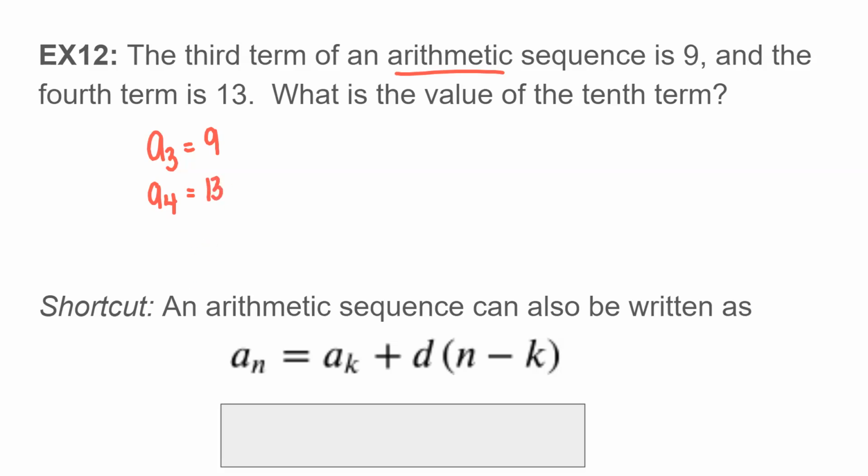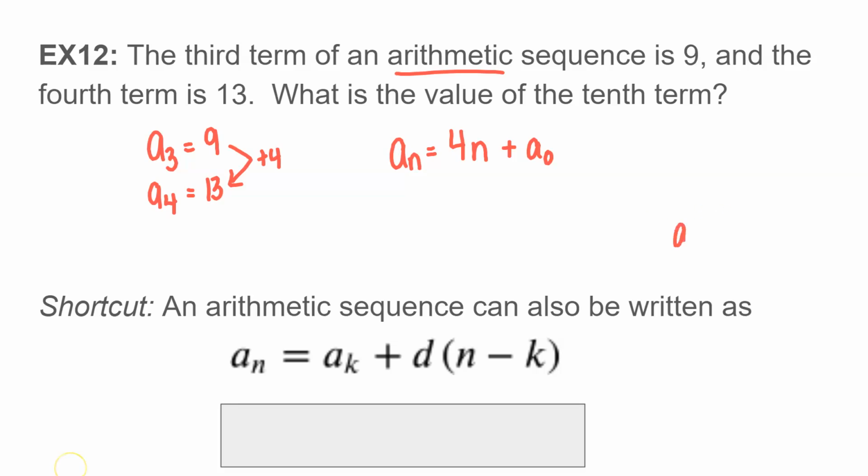And they tell me the fourth term is 13. Now, we are lucky here because they gave us terms that are right next to each other. So we can find the common difference. What's the common difference here? It's just 4, right? Because you would add 4 to get from one term to the next. So if we want to write an explicit formula for this, we could write it as A sub n equals. Now, here's the problem. I know I'm going to have 4 times n. But I need this to be my A sub 0 term right here. And I don't know what that is just yet, right?